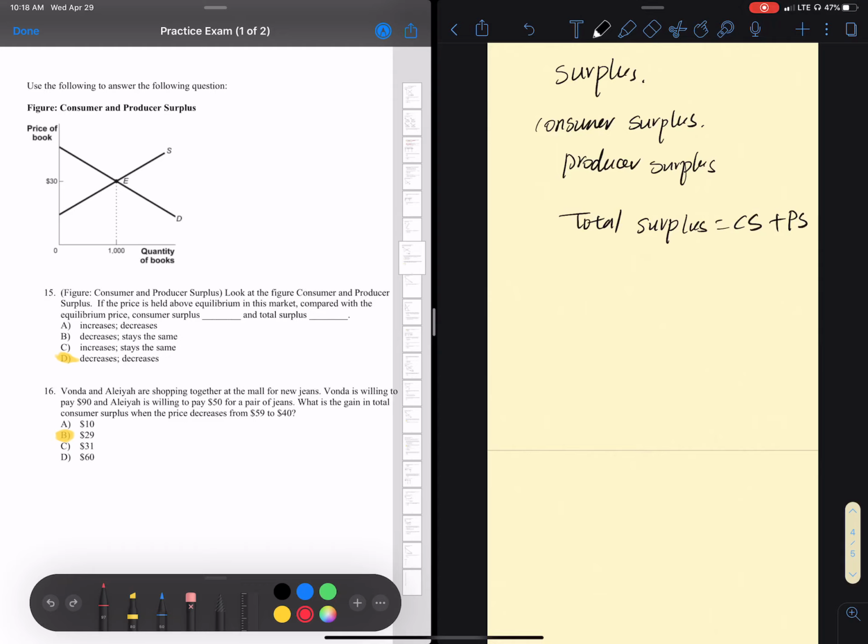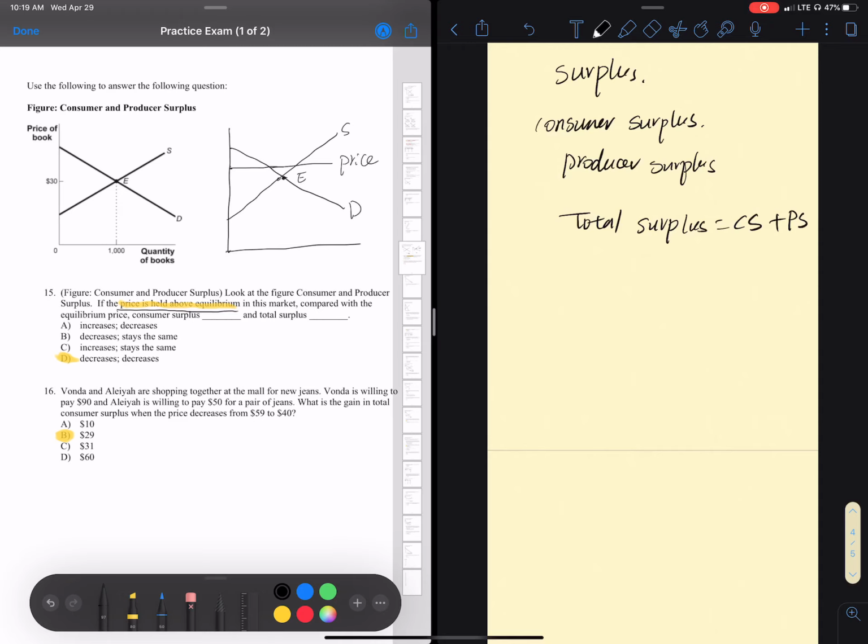In this question, I can draw here. Change to a different color. I'm just trying to copy the graph here. So they tell you the price is held above the equilibrium. What that tells you? This is your equilibrium, right? So if it's above the equilibrium, it's like this. So this will be your price.